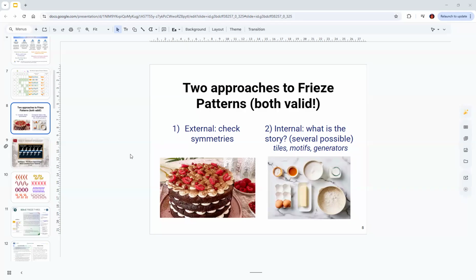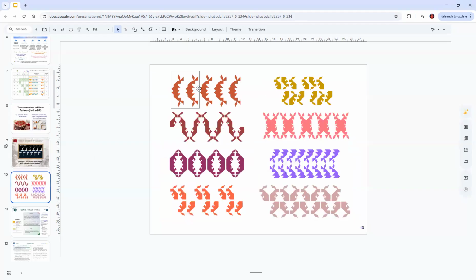Okay, so let's try to bring this into a more concrete story here. Let's take a look at this Frieze pattern, for example. You could just think about finding lines of symmetry or rotations. That could be one approach, and that's totally valid. So you could check, for example, here that there's a horizontal line of reflection.